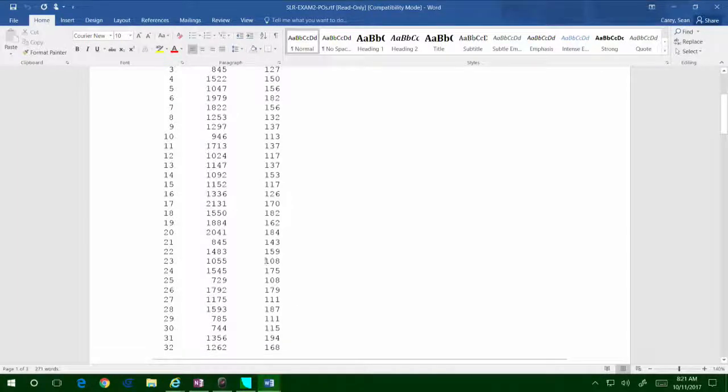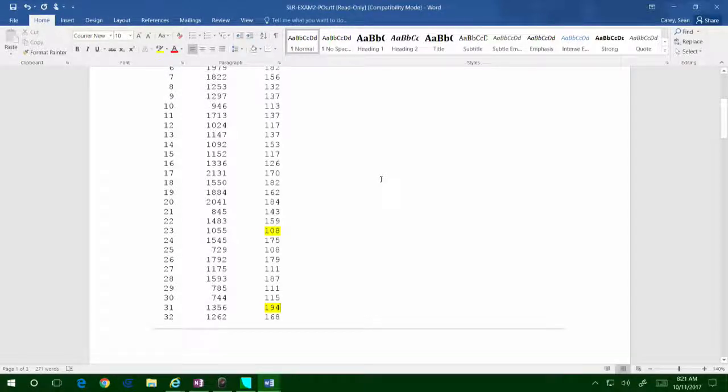Smallest one, there it is, 108. That's the smallest one. The biggest one I think is 194. That one right there. Why do I care about those numbers?